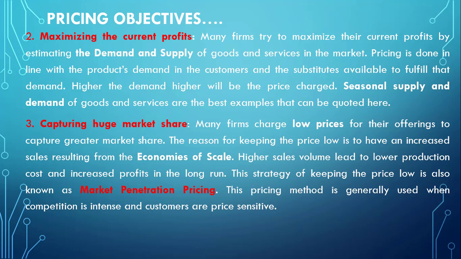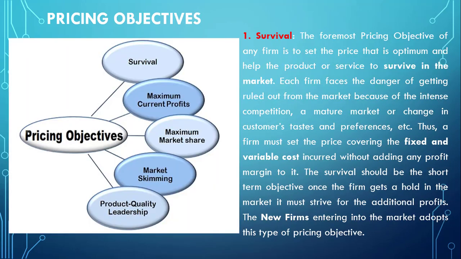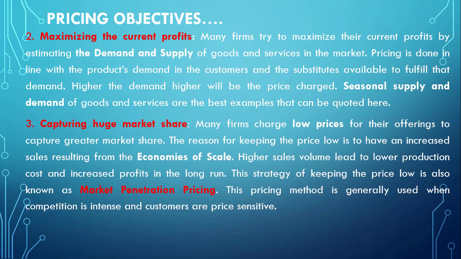The third objective is to capture a larger market share. Then it is known as the market penetration pricing strategy. You are going to lower your prices, though not as low as in survival. We have said that in survival you lower the price to the level of your total costs, but in the third, when you aim to attract a larger market share, you are going to lower the price, but not to the level of your total cost.